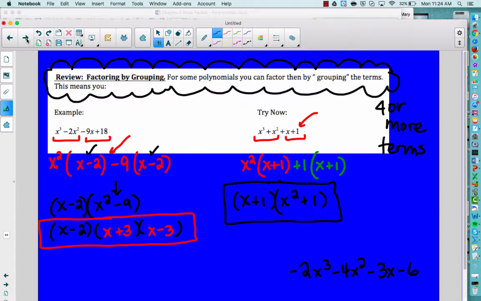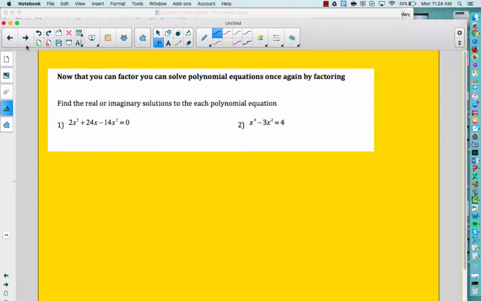All right, so now where are we going to use all this? Well, we've been graphing polynomials, but they've all been in factored form. So now we're going to have to practice solving to find our x-intercepts.